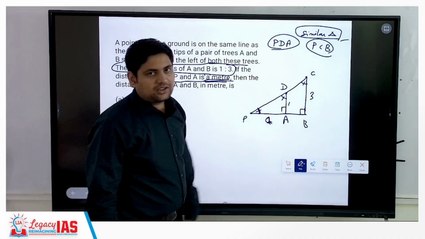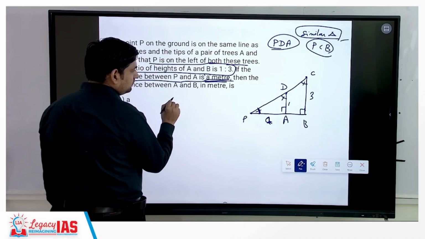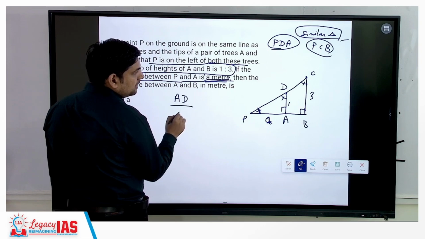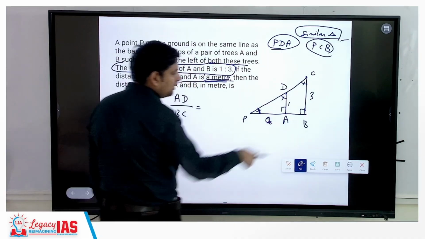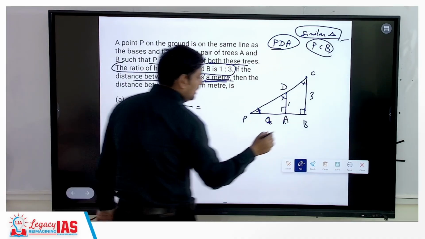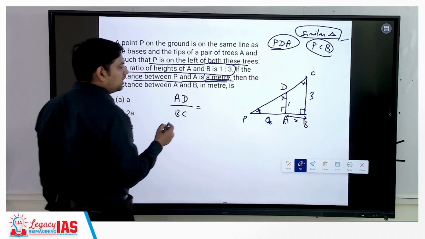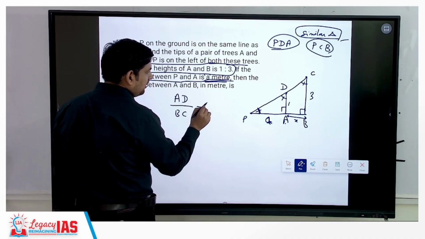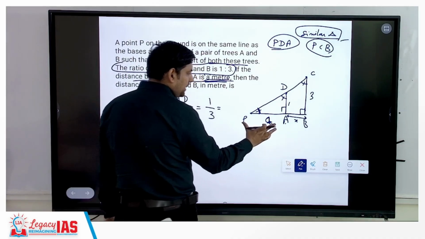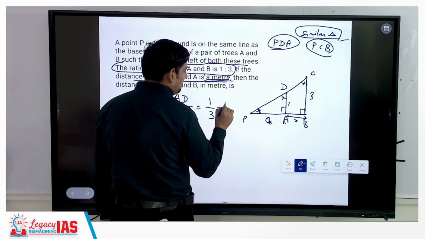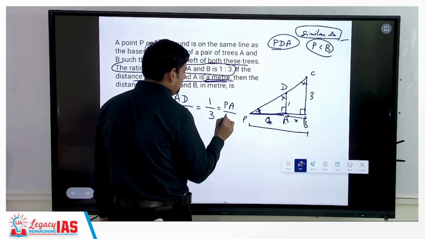Now if they are similar triangles, what can you write? You can simply write it like this. So in triangle, AD by BC is equal to what? Length here and here. Let us assume that AB is equal to x. I have assumed AB is equal to x. Then AD by BC is actually 1:3. This will be equal to what? This will also be equal to PA upon PB.